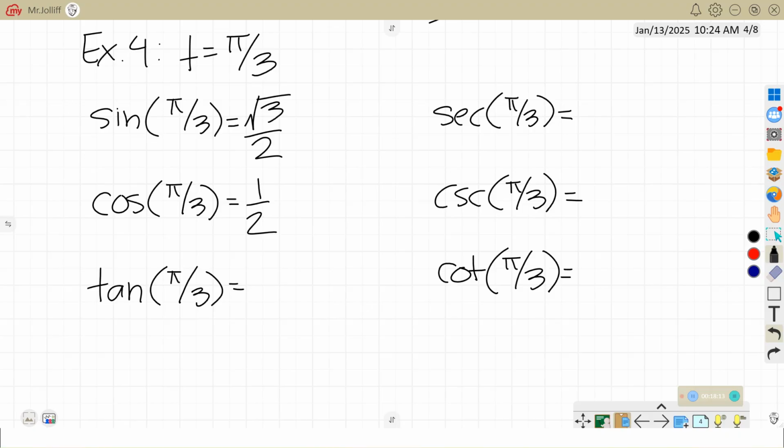Okay, Natalie, what did you get for tangent? Square root of 3? Can I get a thumbs up if you also got square root of 3? Very good. Where did we see square root of 3 as an answer in the previous example?